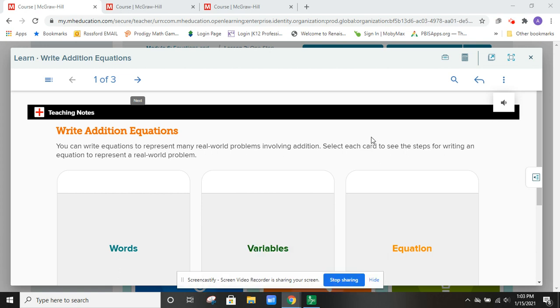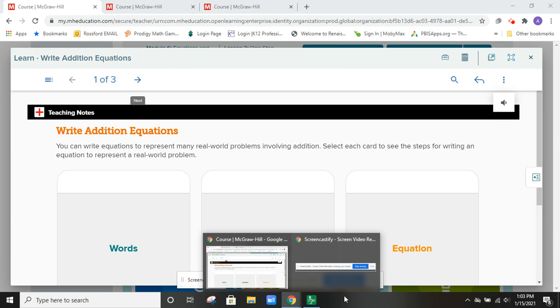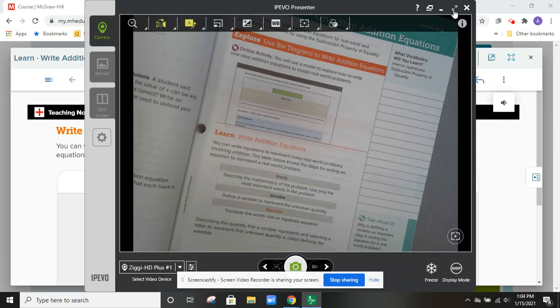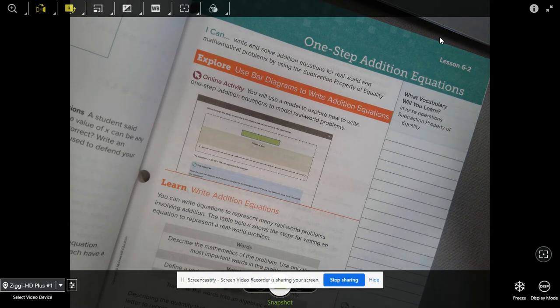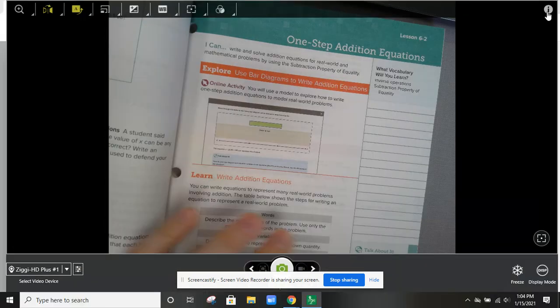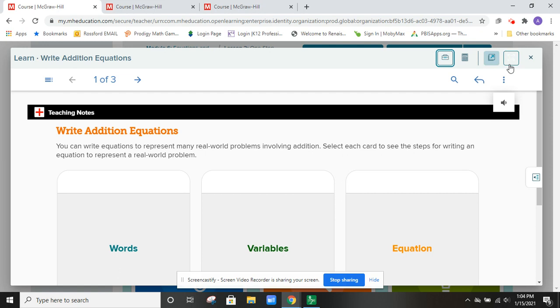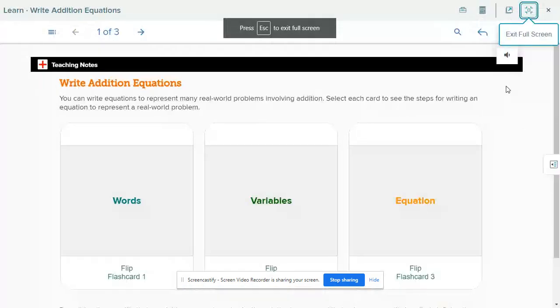Hi, I am on page 341, and I will be covering one-step addition equations. You can write equations to represent many real-world problems involving addition. Select each card to see the steps for writing an equation to represent a real-world problem.